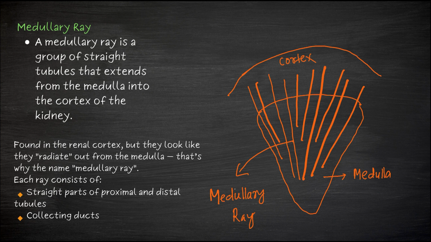And many times you will find a concept called the medullary ray. A medullary ray is a group of straight tubules that extends from the medulla into the cortex of the kidney. This is the medulla. From this you can see the straight tubules are radiating from the medulla to the cortex. The straight tubules consist of straight parts of PCT, DCT and collecting ducts. That's why they are called medullary ray. They radiate from medulla to cortex. They are the straight parts of PCT, DCT and collecting ducts, collectively called the medullary ray.